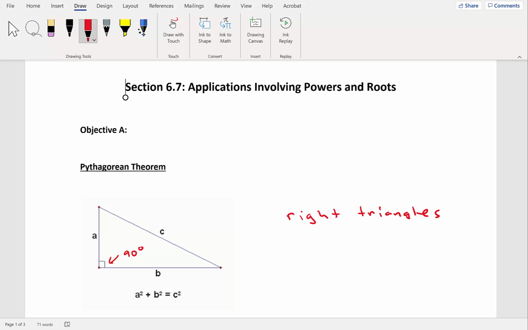With the Pythagorean theorem, this states that a squared plus b squared is equal to c squared. Our side a is considered a leg of the triangle. b is also considered a leg. And then c, the longest side of the triangle, is called the hypotenuse. In other words, one leg raised to the second power plus the other leg raised to the second power has to be equal to the hypotenuse raised to the second power.